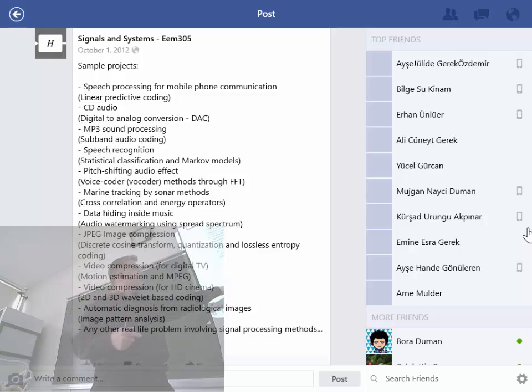As a matter of fact, the last topic over there is, as you see, any other real-life problem involving signal processing methods or the design of a system. That's also fine. That's also okay. But since next week it will be a holiday, we are running out of time. So the week after the holiday, the first week on Monday, you should already prepare your project proposal. Okay, you have to prepare your project proposal with your names on it, emails as well.